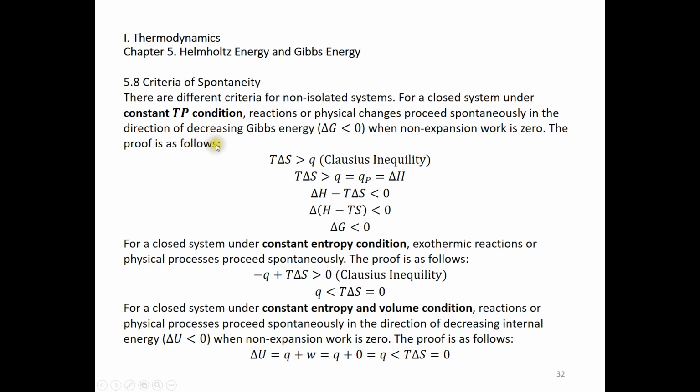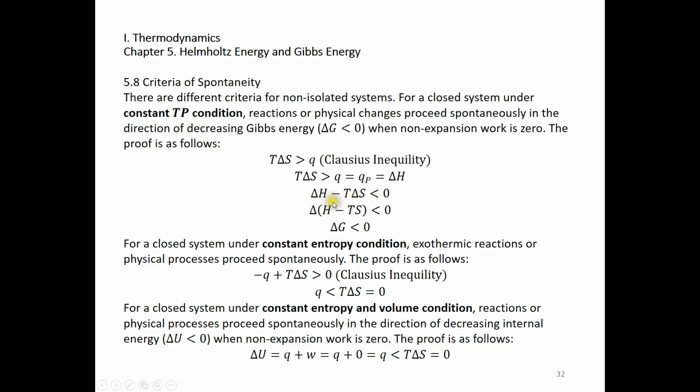Here's the proof. This time we're going to start with the Clausius inequality right away. T delta S is greater than Q. This Q is Q sub P under constant TP condition. If pressure is constant, Q is Q sub P, and Q sub P is just delta H. Now we have T delta S is greater than delta H. So delta H minus T delta S is less than zero.